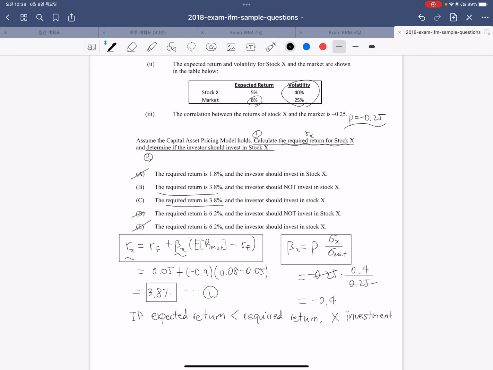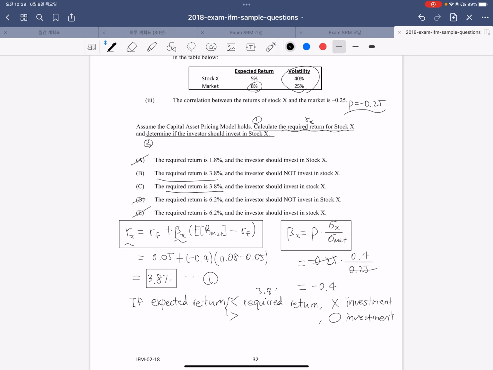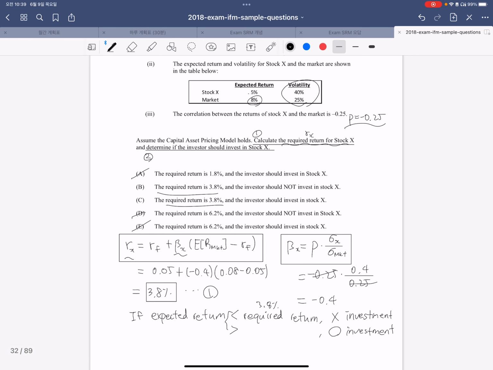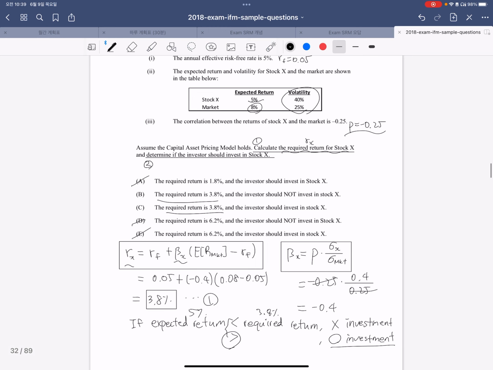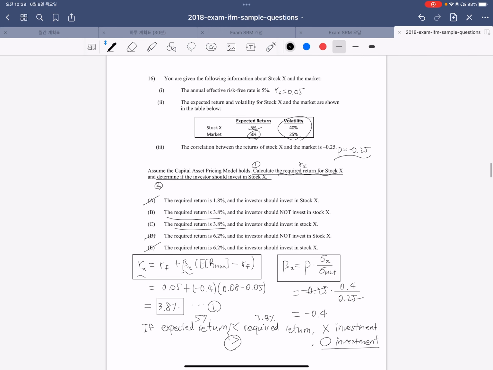In other words, if the required return is less than the expected return, the investor should make the investment, because the investor will expect more return. So in this case, the required return is 3.8%, and the expected return of stock X is 5%. Since the expected return is larger than the required return, the investor should make the investment. So the answer becomes C.